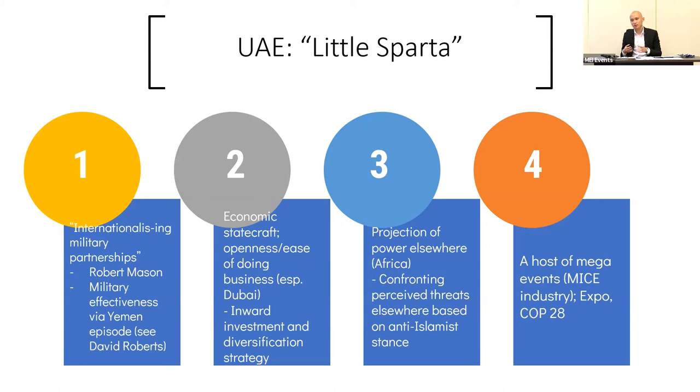In addition to that, you recall earlier, one of the criteria for middle powerhood is also the projection of power elsewhere. This is seen in the interest taken by the UAE in Africa, and setting up bases in Africa, Eritrea, and then Somalia, I believe. This also confronts perceived threats elsewhere based on the UAE's anti-Islamist stance, and that stems from the top, from the current president, Mohammed bin Zayed.